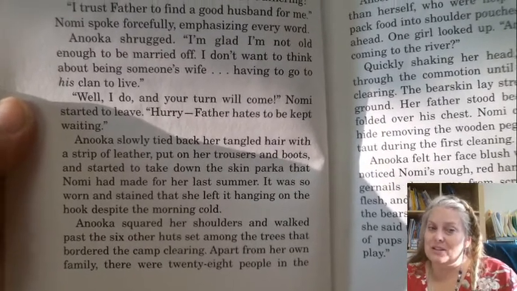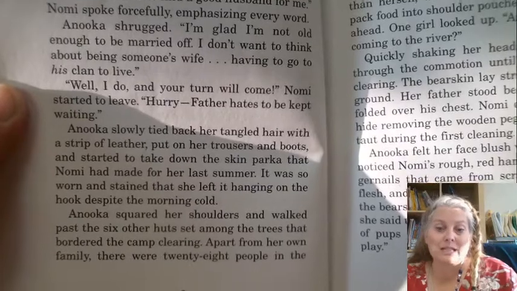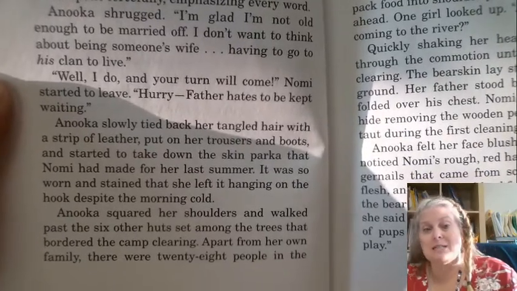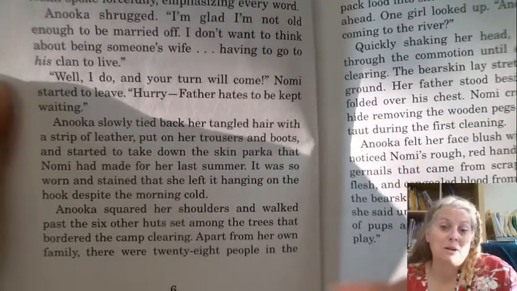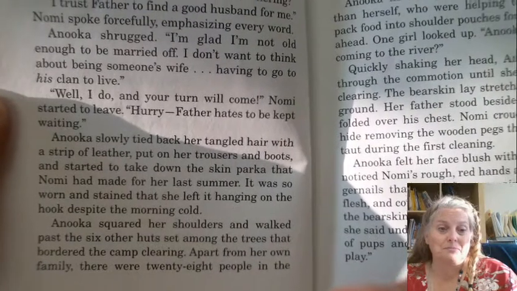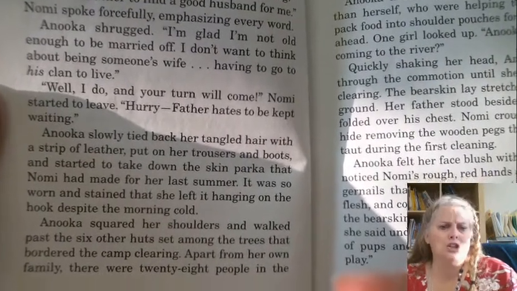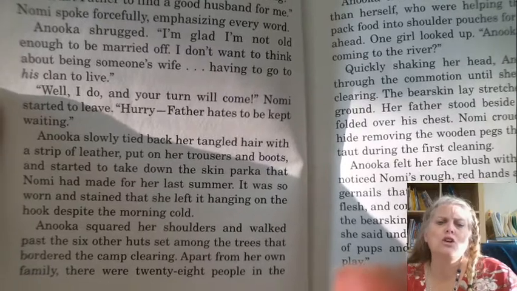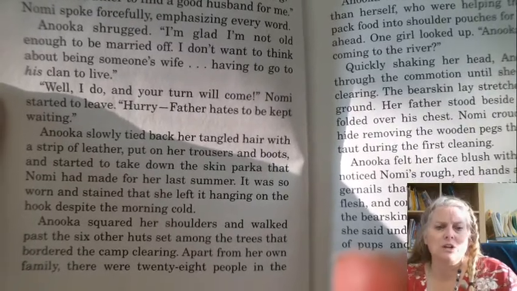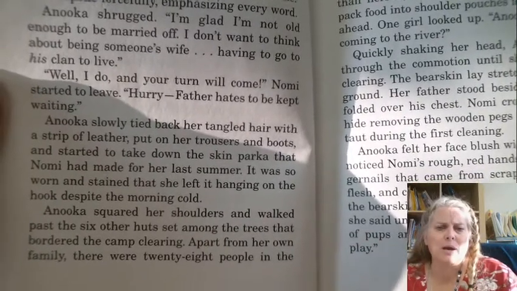There's another rule of this society. When the girl gets married, she goes to live at her husband's clan. So maybe she'd never see her family again. I don't know. "Well, I do want to get married, and your turn will come."